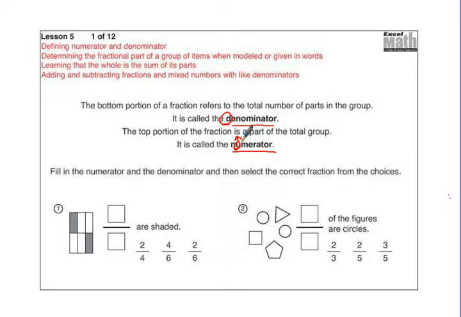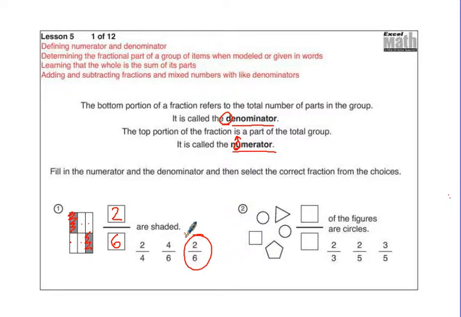All right, here we go. Fill in the numerator and the denominator and then select the correct fraction from the choices. Why don't we do this first one together? You fill it in as I'm doing this with you. You notice that we have 6 pieces right here. So that makes the denominator 6 because the denominator is always the total number of parts. And then the parts that are shaded are 1 and 2. So that's 2 out of 6 shaded. You would circle 2/6. Go ahead and pause the video, do number 2, then turn it back on to see the solution.